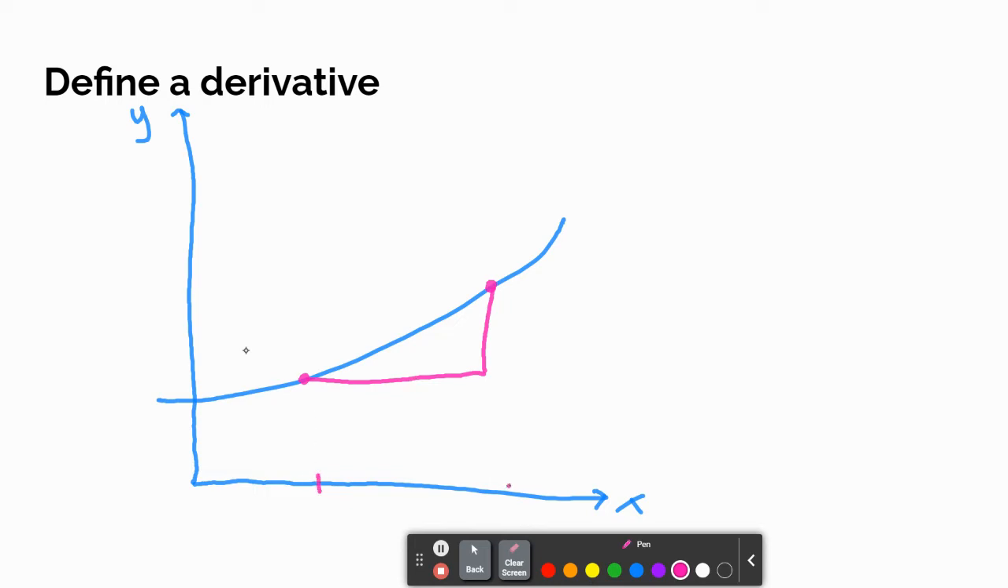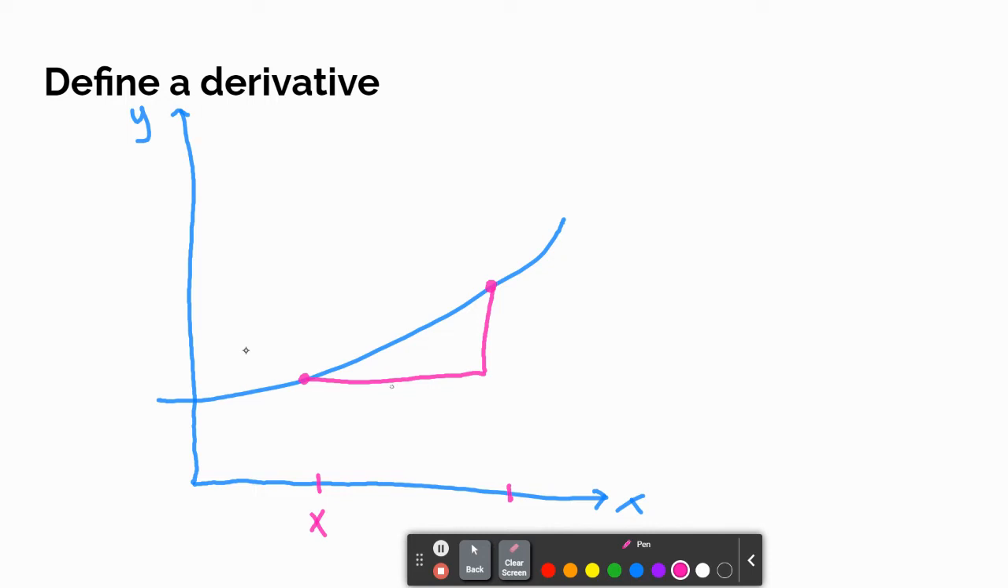So what I'm going to do is define these points. So maybe here, I will call this point just x, and then whatever this is going to be, x plus however much the difference is.